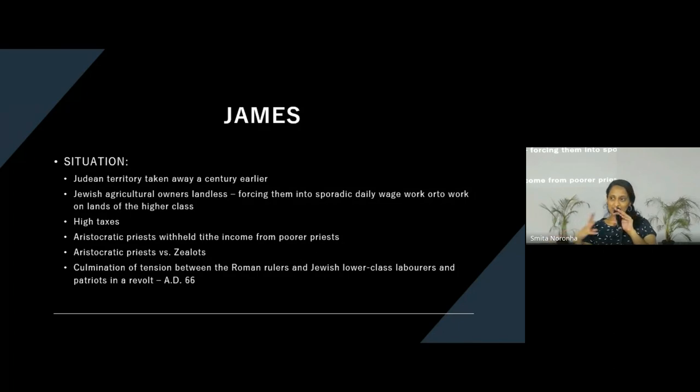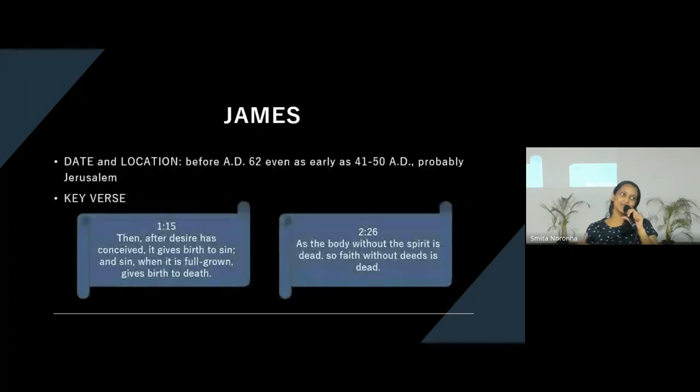So this was the situation that James was writing in, that there was this kind of tension between the rich and the poor, between the rulers and the lower class. And he addresses a lot of that. He writes a lot against the rich and against the exploitation of the poor in this book.